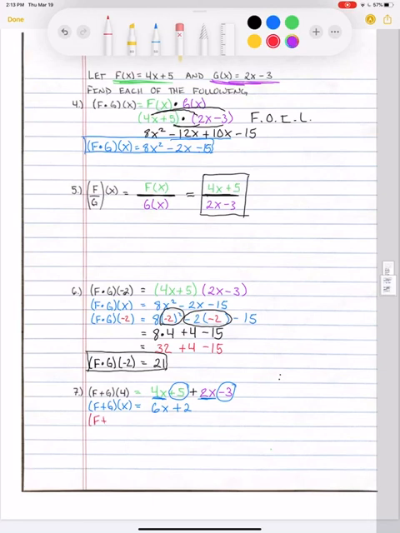So I have f plus g of 4. It's going to be equal to 6 times 4 plus 2. So f plus g of 4 is going to equal, 6 times 4 is 24, plus 2, which is 26. Again, we got a number answer because I was asked to evaluate. I was asked to plug in a number for x. Okay, that is operations on functions.